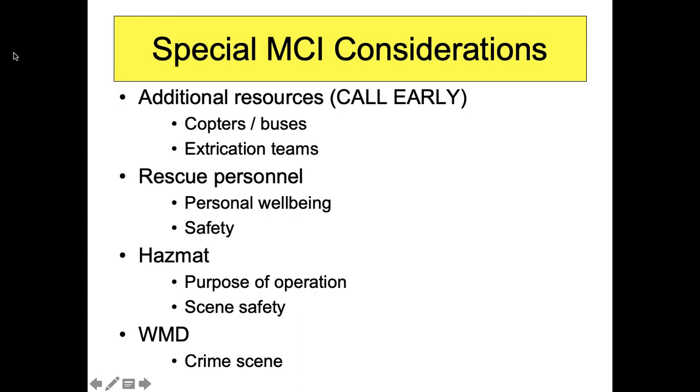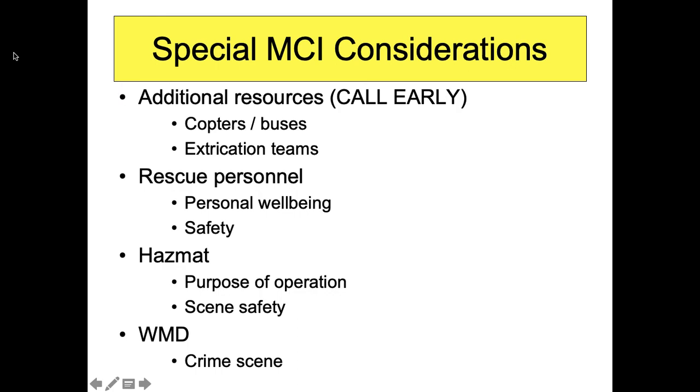So other considerations is, again, we talked about calling early for additional resources. There is some concern about the personal well-being of the personnel. These can be overwhelming for the rescuers when you see all this death and pain and suffering. And if you feel like you're becoming overwhelmed by the situation, you would want to let your supervisor know, and they put you out of service for a while. You get some food, rest up, and if necessary, you would then go back into service maybe a couple hours later when you feel better about the whole thing.